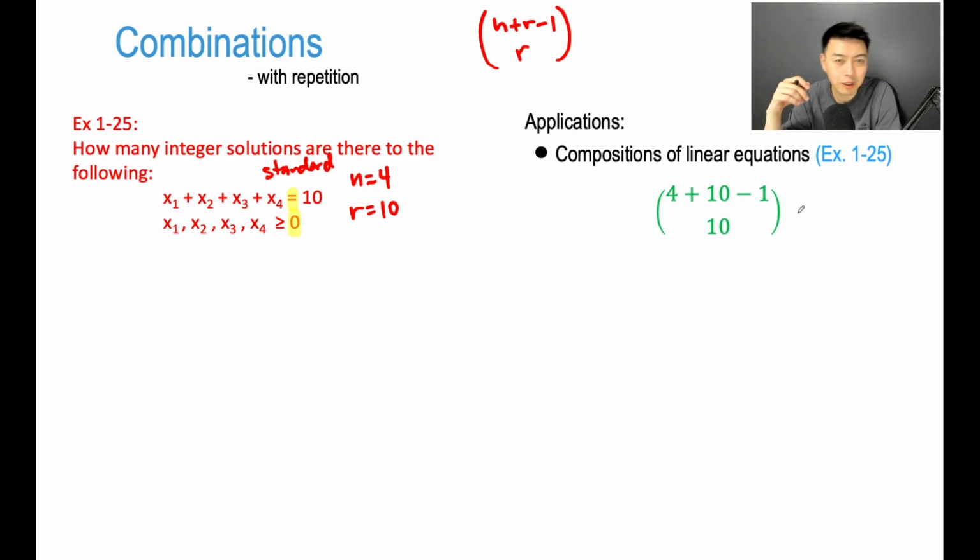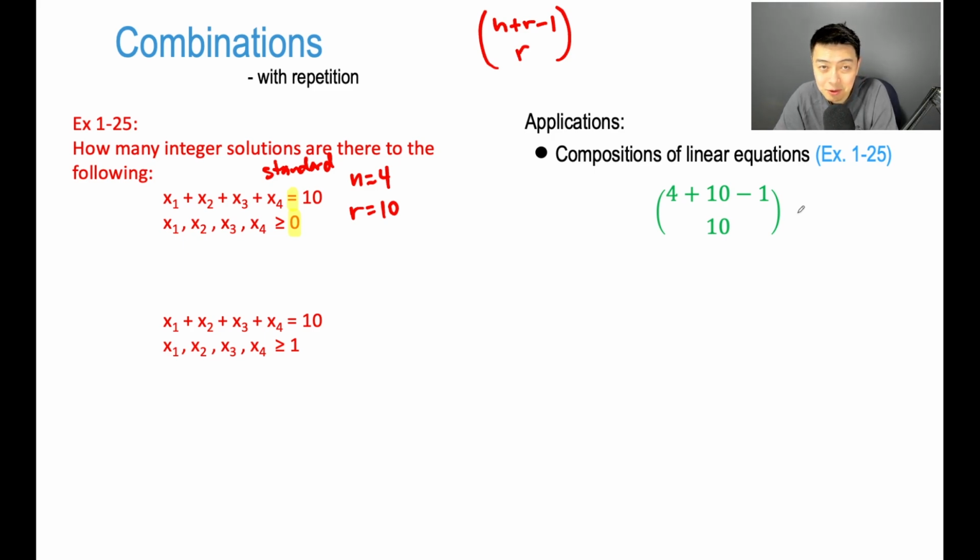Okay, but what if it's not in standard form? If we took a look at this problem, let's pretend the 0 is replaced by a 1. So what does that mean? Well, this notation essentially means that all of these people have to get at least 1 candy. So we can't give 0 then.